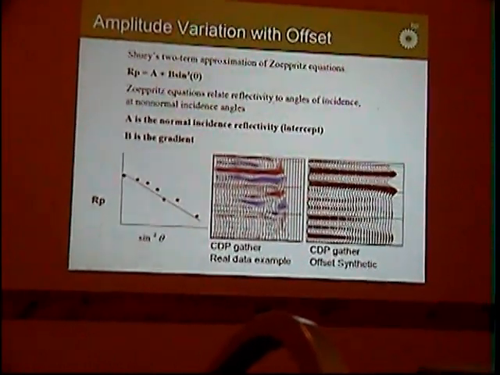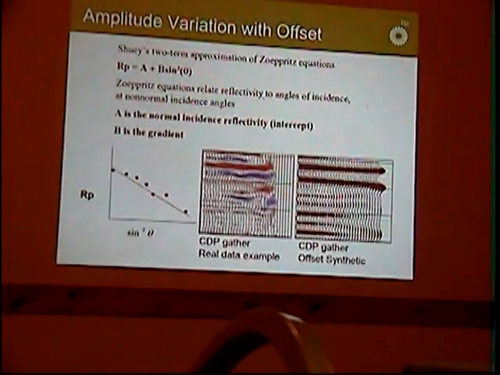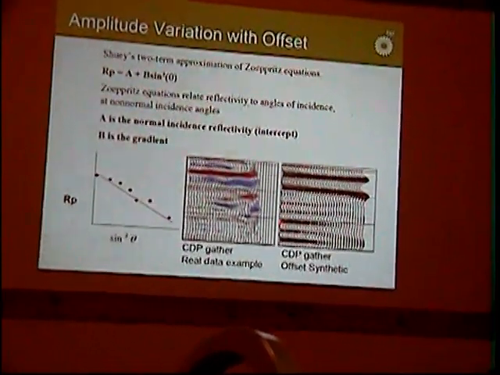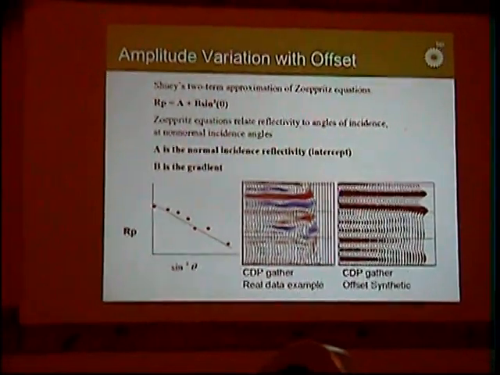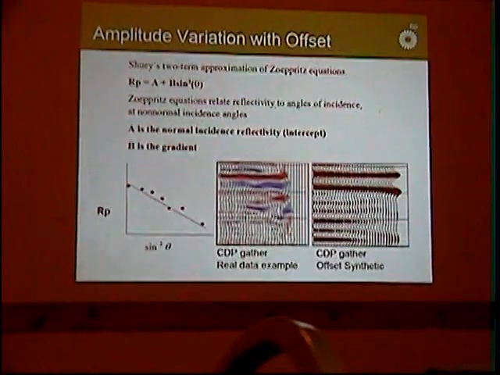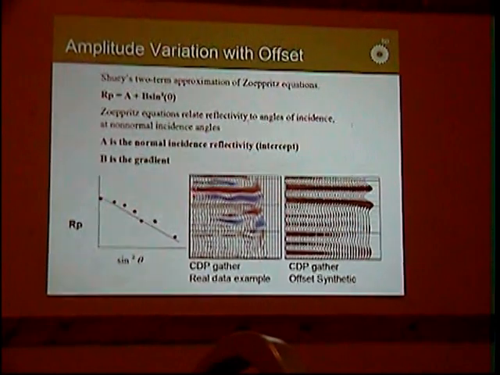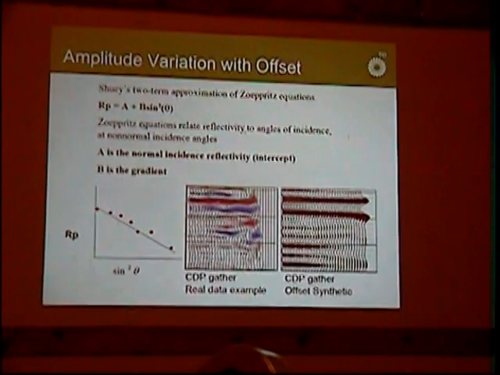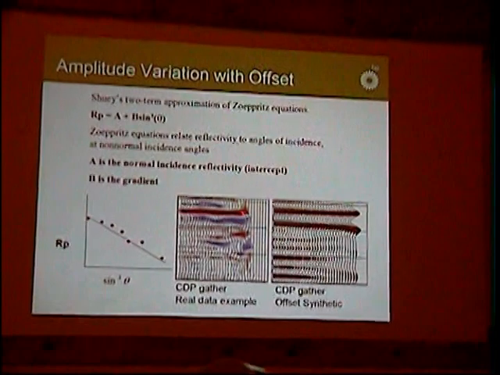If you think about the CDP data, I have one from real data here, and one from an offset synthetic I've generated. This would be my near offsets, close to normal incidence, and as I increase my angle, I'm going out in this direction. These are what we call my far offsets. And in the real data, you can see them here too. This is normal incidence or near offsets, and again, far offsets. So what we do in AVO is look at this variation with offset.